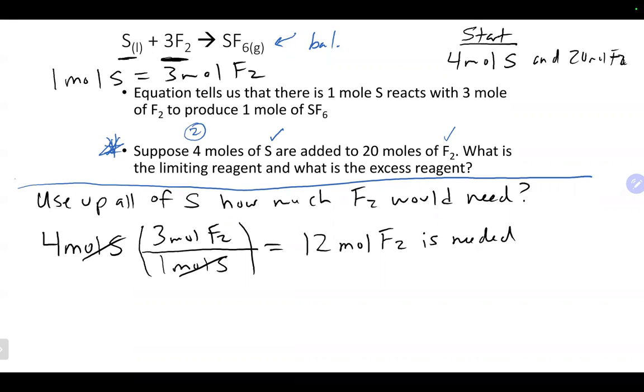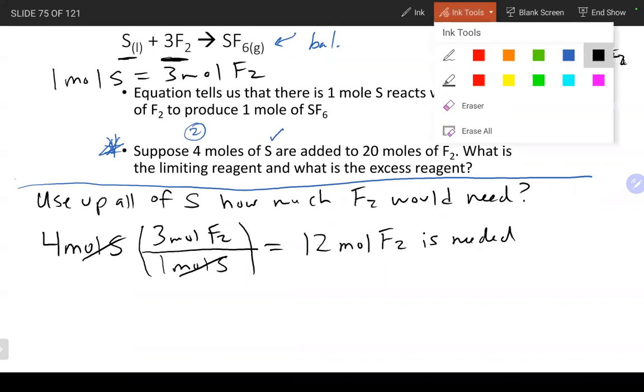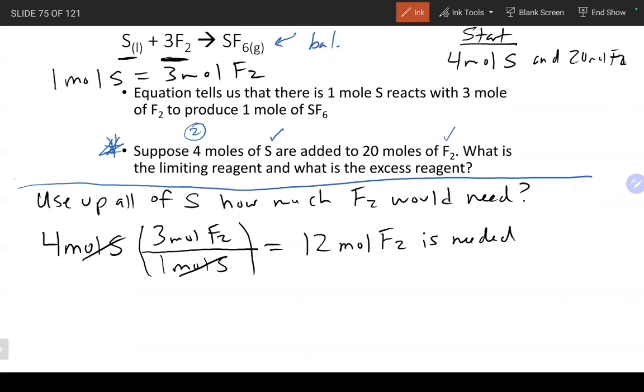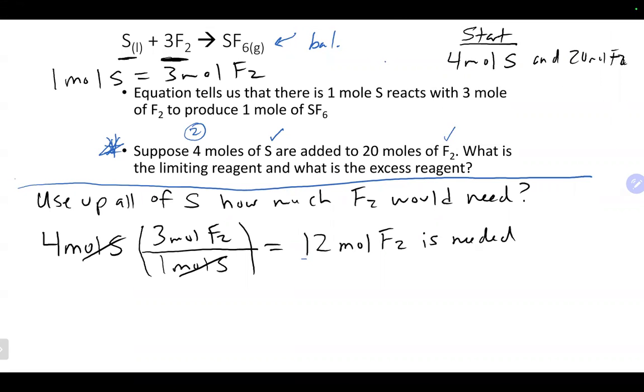So this is the part where you can now determine which one's your excess reagent and which one's your limiting reagent by simply comparing numbers. I just figured out that I needed 12 moles. And if I look back to where I am starting with 20 moles of it, do I have enough moles? If I need 12 and I got 20, I do have enough, right? 20 is bigger than 12, so I have plenty of moles of it.